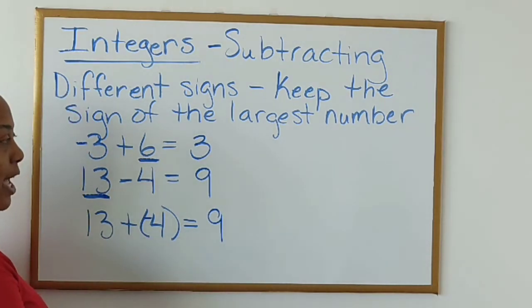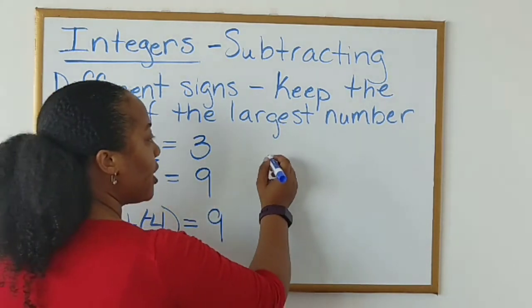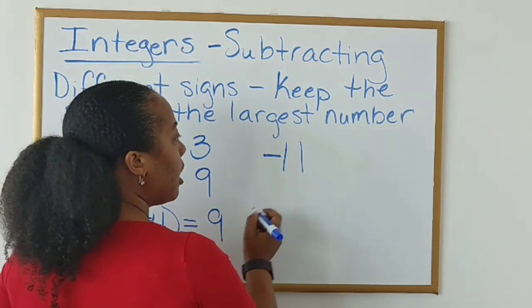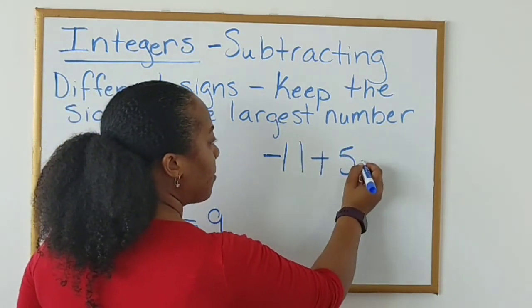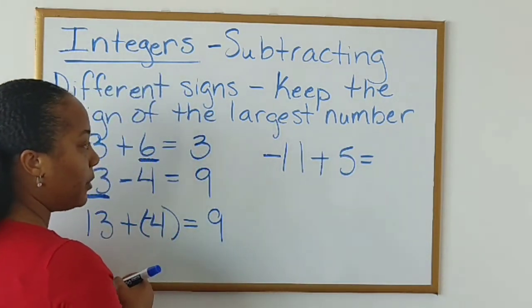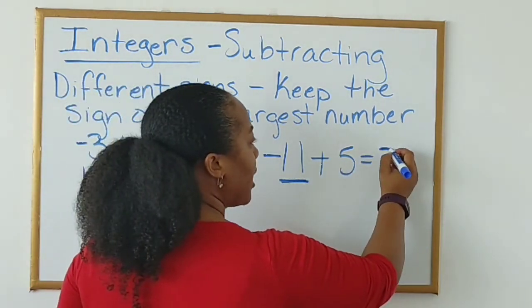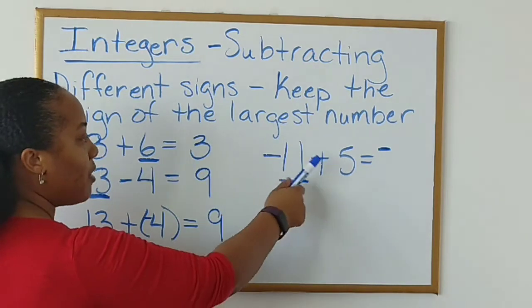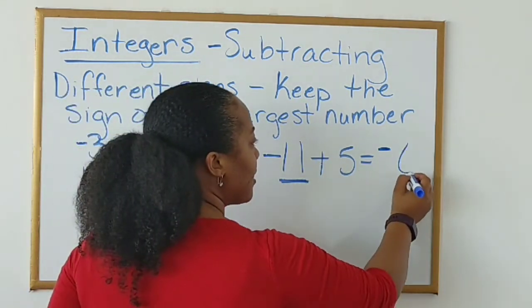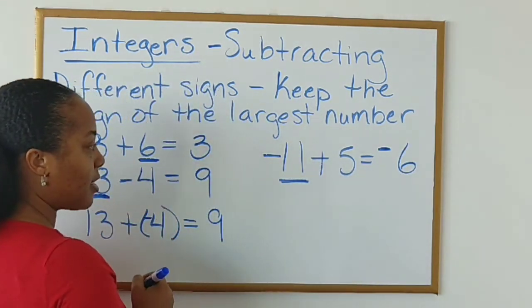But let's see if we have a number that is larger. So let's take a -11 plus 5. Well, in this example, the -11 is the largest number. So we know our answer has to be negative, and 11 minus 5 gives us 6. So our answer is a -6.